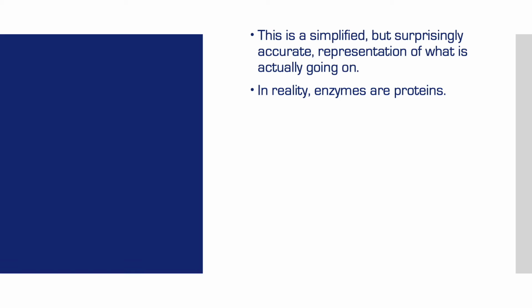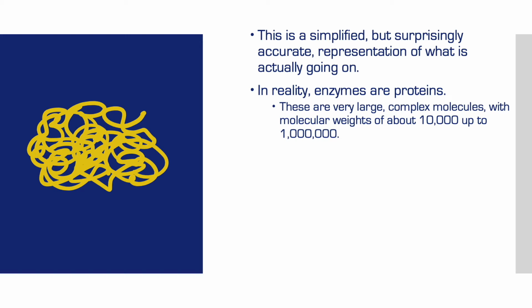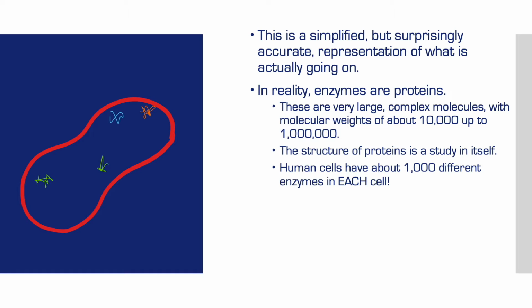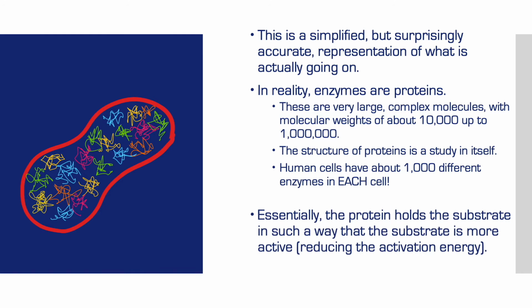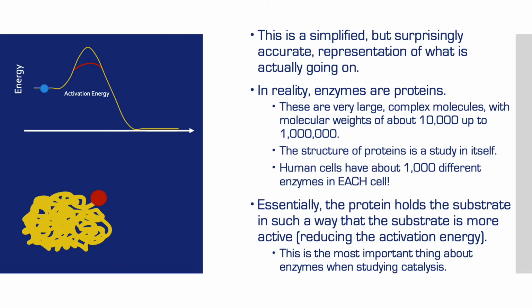In reality, enzymes are proteins. These are very large complex molecules with molecular weights of about 10,000 up to 1 million. The structure of proteins is a study in and of itself. Human cells have about 1,000 different enzymes in each cell. Essentially, the protein holds the substrate in such a way that the substrate is more active, reducing the activation energy. This is the most important thing about enzymes when studying catalysis.